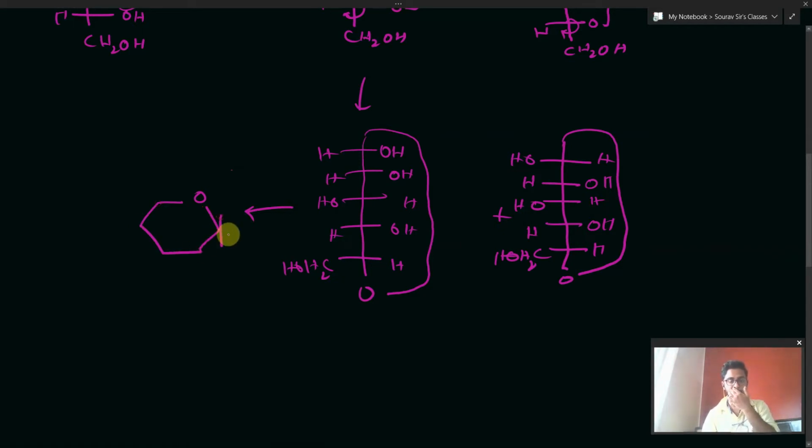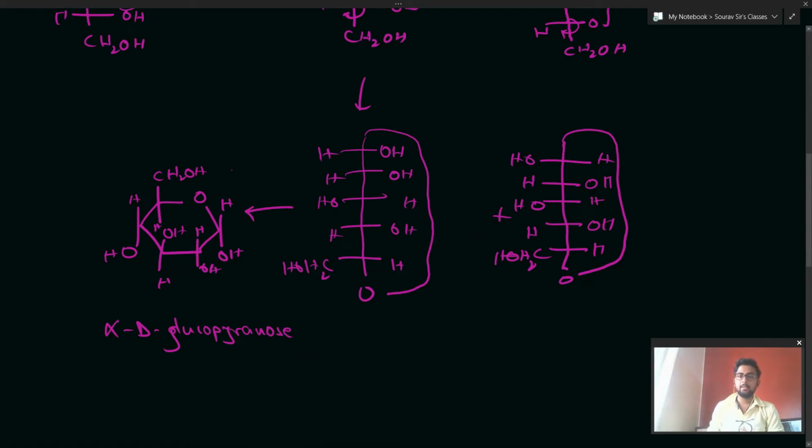Okay. So as I've already told you, the groups on the left hand side of the line structure will be kept above the plane, and the groups on the right hand side will be kept below the plane. Okay. So H, OH, H, OH, OH, H, H, OH, and we have CH2OH and H. This is basically alpha D glucopyranose.